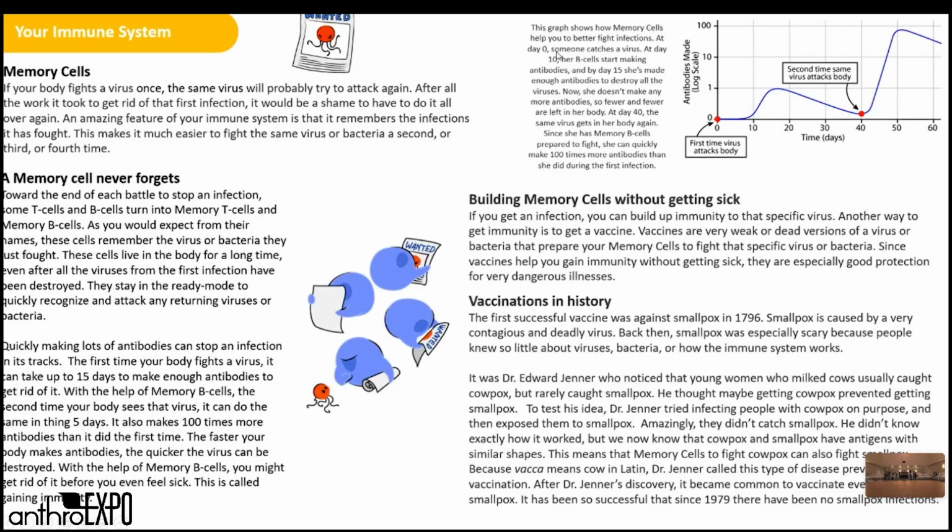So at day 0, someone catches a virus. At day 10, her B cells start making antibodies, and by day 15, she's made enough antibodies to destroy all the virus. Now she doesn't make any more antibodies, so fewer and fewer are left in her body. At day 40, the same virus gets in her body again. She has memory B cells prepared to fight, and she can quickly make 100 times more antibodies than she did during the first infection. So that's where your memory cells come in. Don't ever sell these guys too short, because they know exactly what to do if they ever come in contact with it again, and they know how to fight and protect you even better this time around.